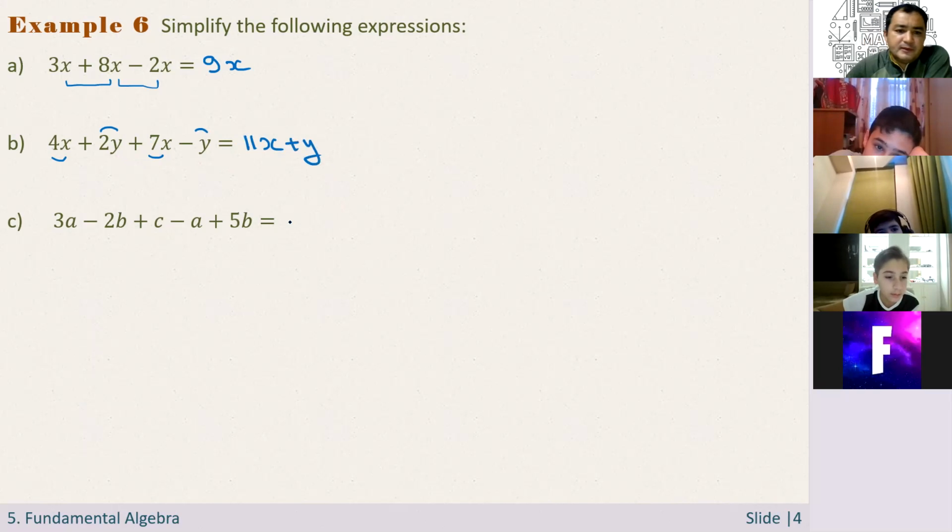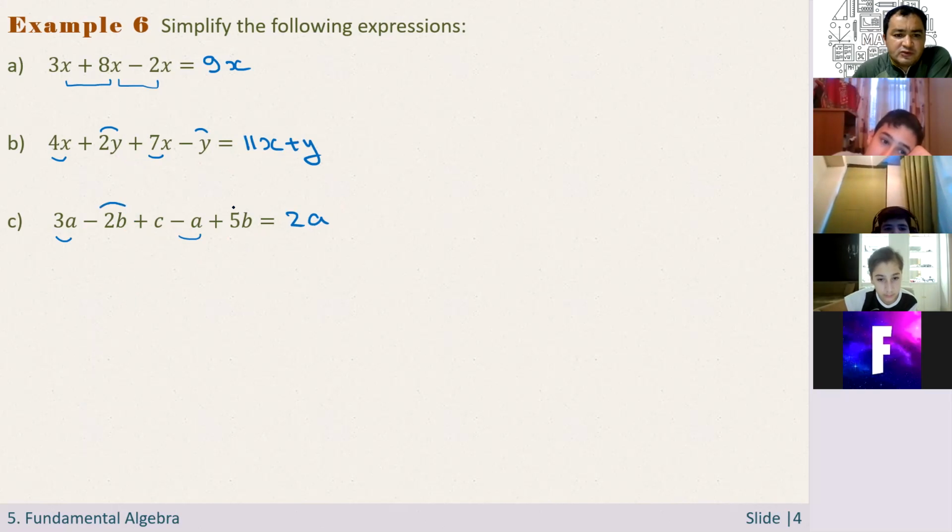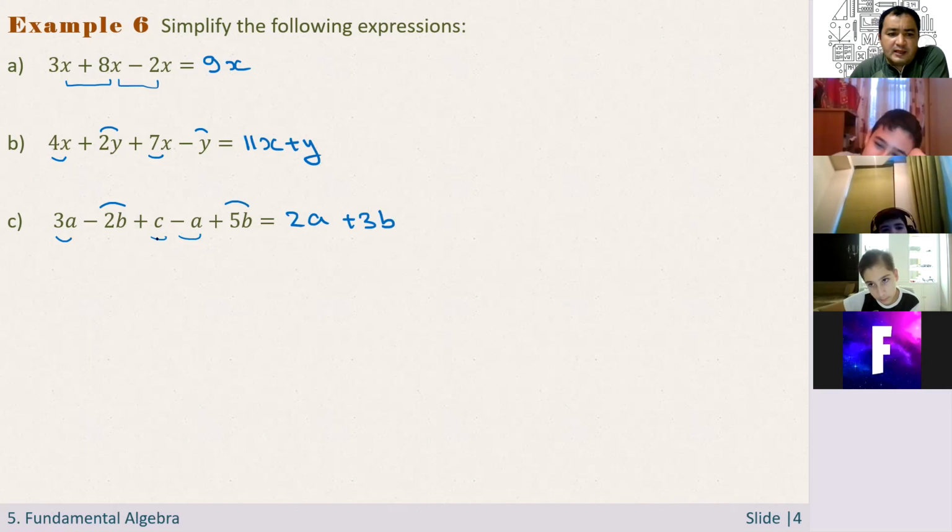Okay. Adnan, can you simplify question C? First, 3a, right? What are the like terms? See, only here we have a. So what is 3a minus a? 2a. Okay, we are done with a. How about b? Here we have minus 2b and here we have 5b. What is minus 2b plus 5b? Plus 3b. Yes, plus. And how about c? We don't have any term that is a like term to this, right? So that's just plus c.